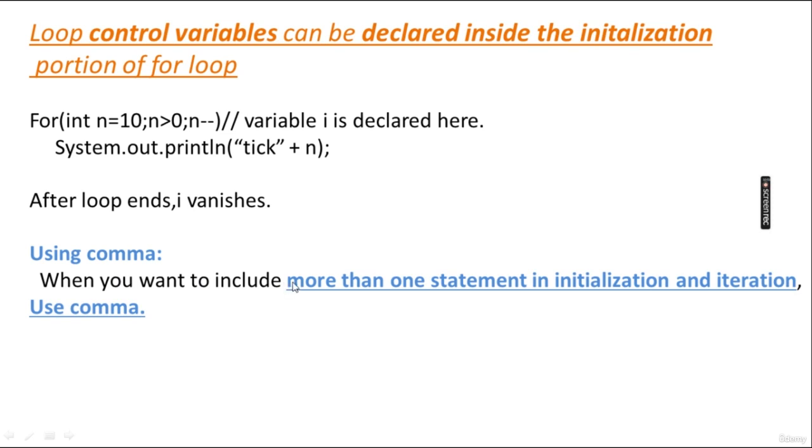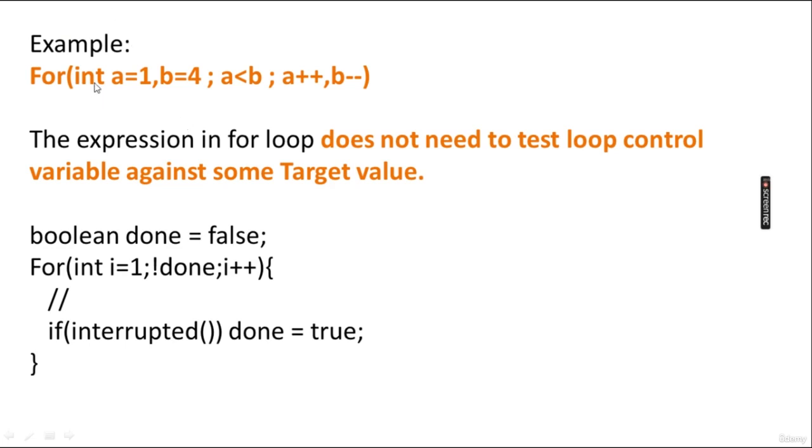Okay, then comma. When you want to include more than one statement in initialization and iteration, use comma. Condition cannot be multiple. Condition can be only one. But in initialization, you can give multiple initializations of multiple variables and increment and decrement of multiple variables. But the condition will always be one. For example, a is equal to 1, b is equal to 4, a less than b, that is 1 less than 4, a plus plus, b minus minus. So unless and until a is less than b, this loop will iterate.